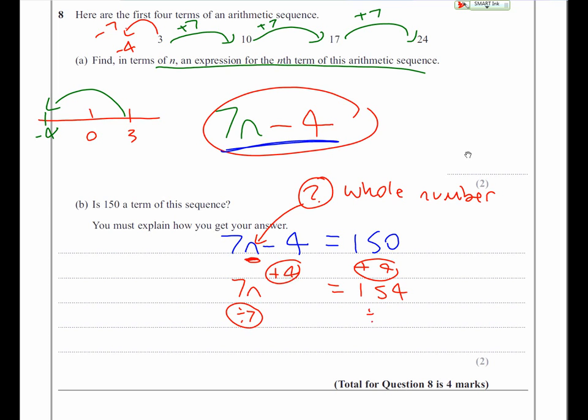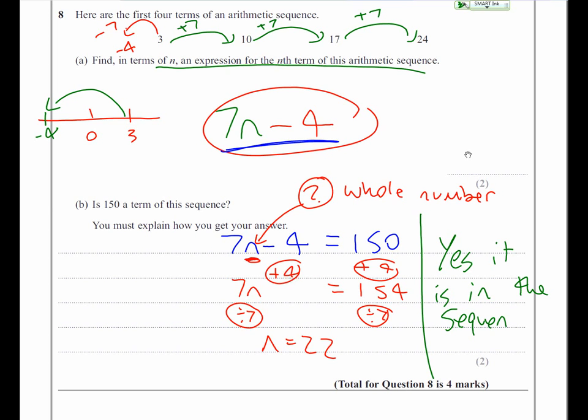You get, on your calculator, 154 divided by 7, 22. So yes, it is in the sequence, and we know that because when n is 22, i.e. the 22nd term, we get the answer. So 22nd term.